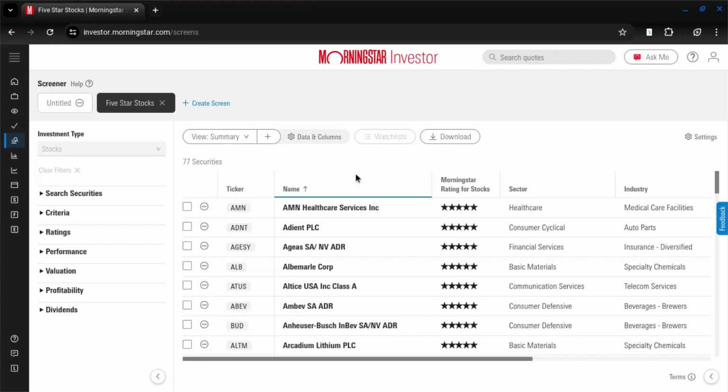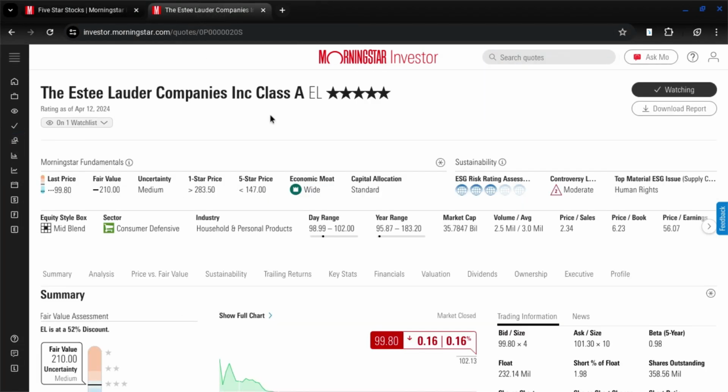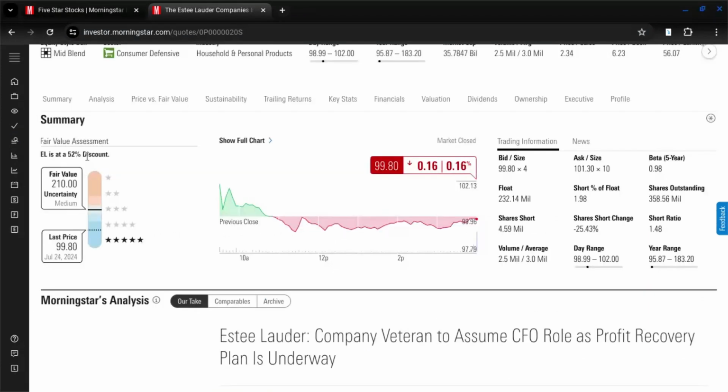So if I'm interested in selling put options on any one of them, I will actually do more in-depth research into that company before I put on my option trades. One of the stocks on the 5-star stock list is Estee Lauder, and I'm interested in this company. So I'm going to this stock page, where you can find the stock analysis and all the financial information on this company.